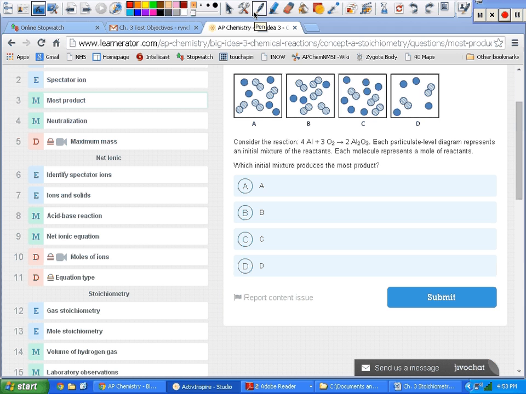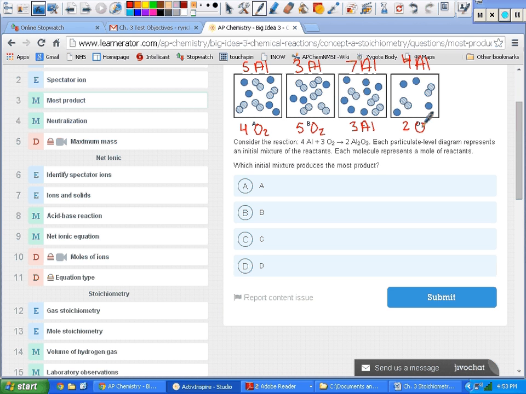So in A, how many aluminums do we have? 1, 2, 3, 4, 5. So we've got 5 ALs and how many O2s? All right, we've got 4 O2s. Very good. All right, and this one, we've got 3 ALs and 1, 2, 3, 4, 5 O2s. This one, 1, 2, 3, 4, 5, 6, 7 ALs and 3 O2s. And then 4 aluminums and 2 O2s. My bad, I just messed up the formula.